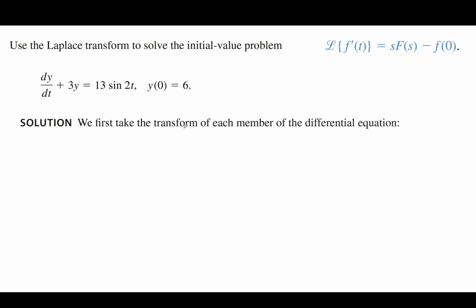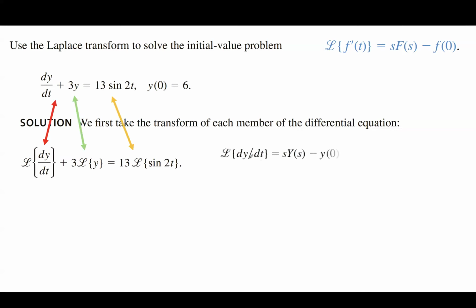First, we're going to take the transformation of each member of the differential equation. The transformation of the first derivative plus 3 times the transformation of y. On the right-hand side, you have 13 times the transformation of sine of 2t. So one by one, term by term, we take the Laplace transformation of each one of these.